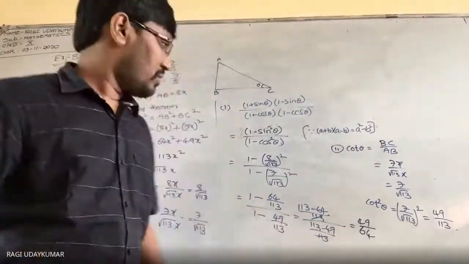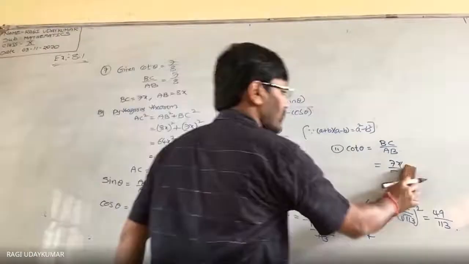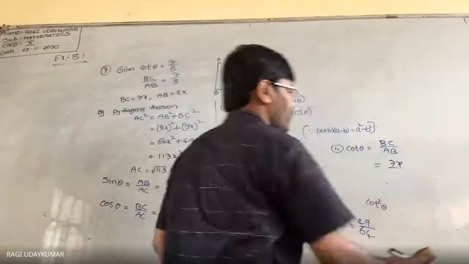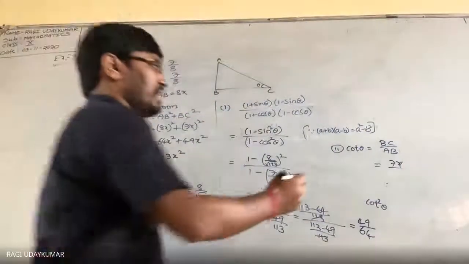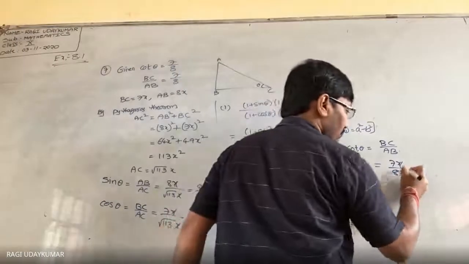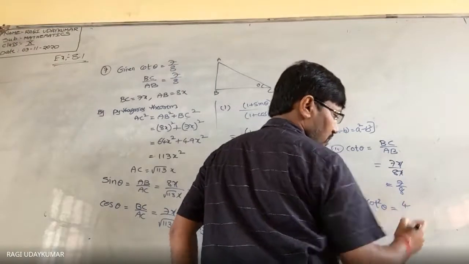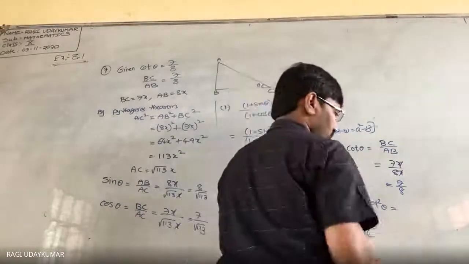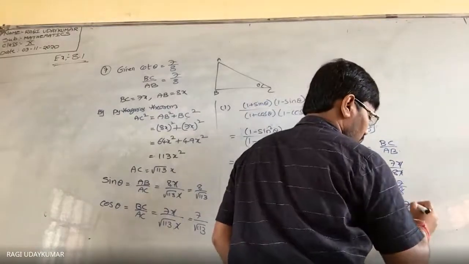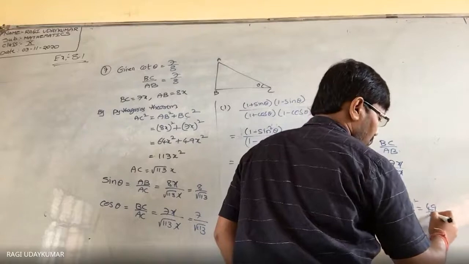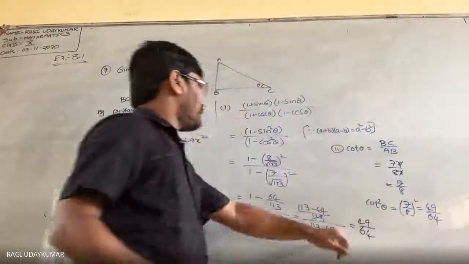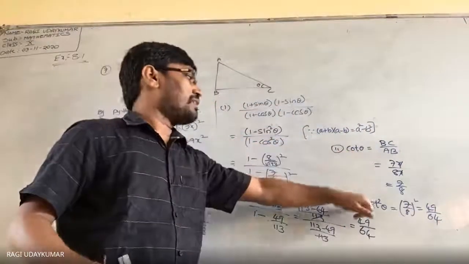Sorry, sir, AB value is 8x now. BC by AB, AB is equal to 8x, so it is 7 by 8. This is equal to 7 by 8 whole square. And if you observe, this and this cot square theta both are equal.